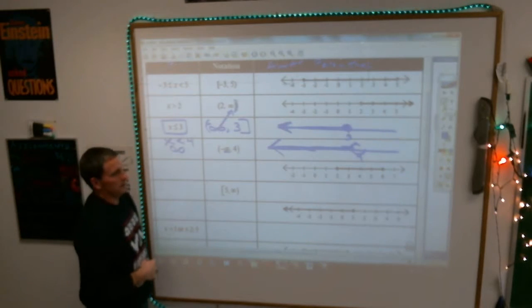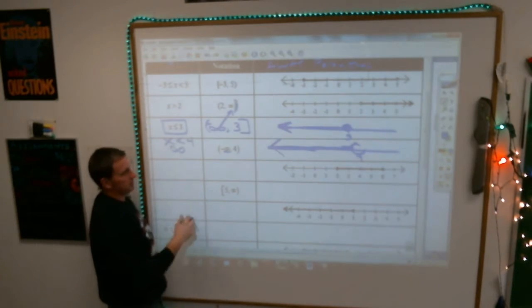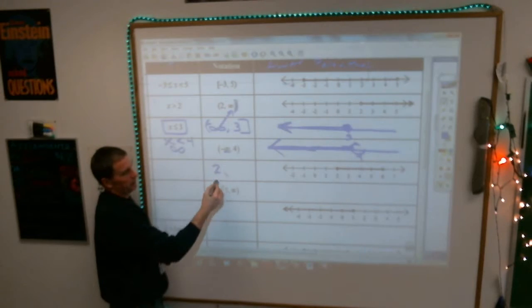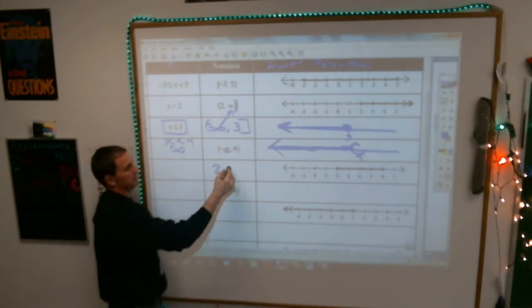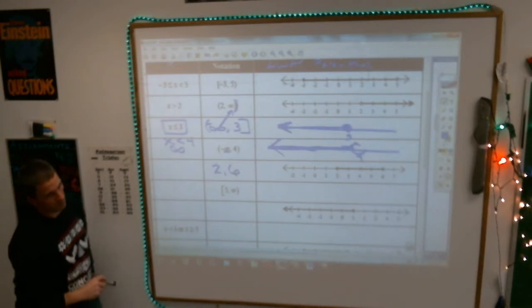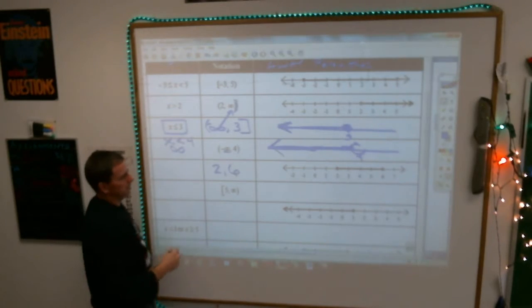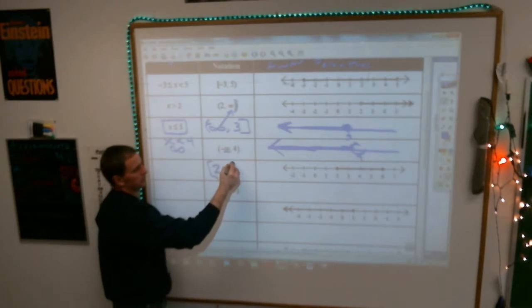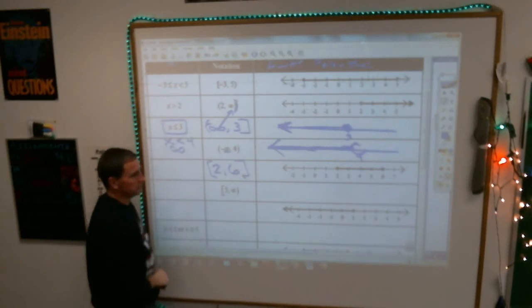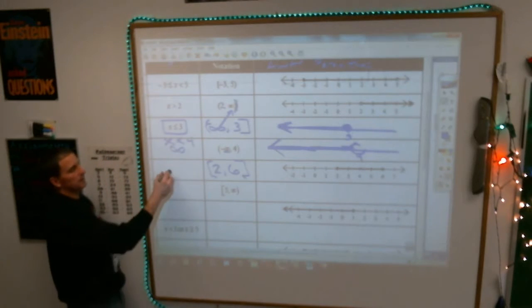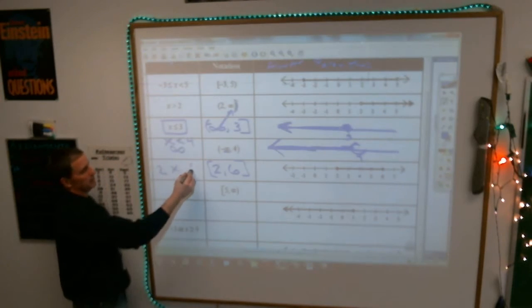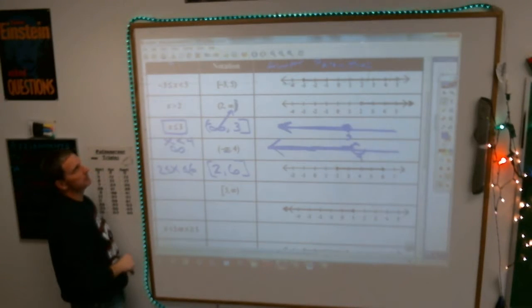If you are doing it in interval notation, what's the starting point? 2. It goes to what? 6. So you got those two things in there. You just have to put in there, is it going to be brackets or is it going to be parentheses? Brackets, because it's equal to. I mean, if this was an open circle, you could have parentheses. How do you write that as a compound inequality? X is between 2 and 6. Correct? Yes.